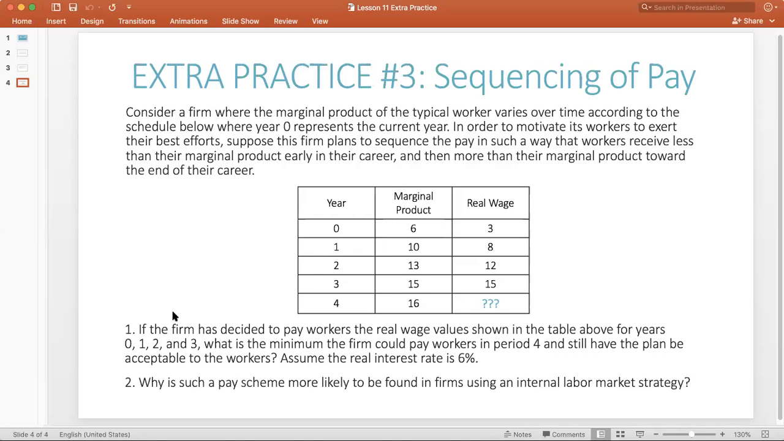Filling upper-level positions with workers from within the firm is what an internal labor market strategy is. So thinking about what requires this idea of eventually having the overpayment equal to or greater than the underpayment, you need people to be there for a long time, so it's easier to just hire people from within.